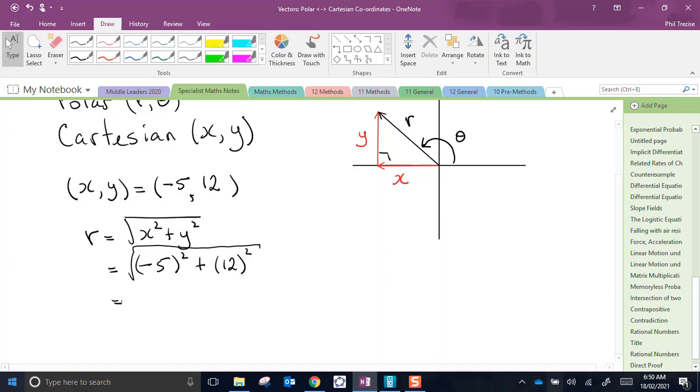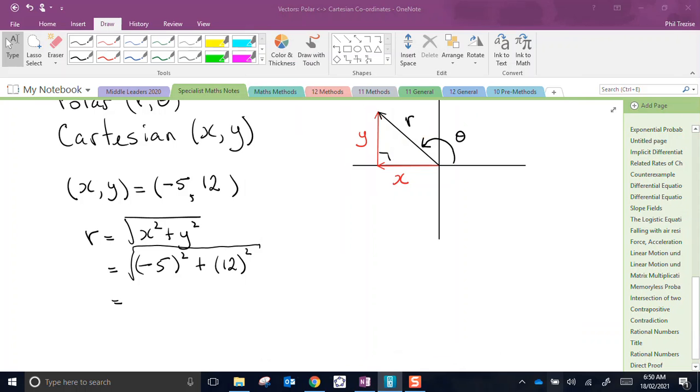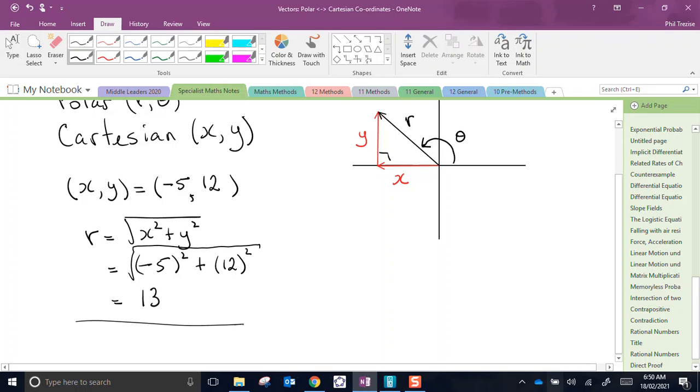And if I just get my calculator back wherever it is, there it is. Now I'll clear that from last time. So we want the square root of (-5) squared plus 12 squared, 13. So that's, you might know that one is one of the Pythagorean triples. So 3, 4, 5 triangle, a 5, 12, 13 triangle is also a nice Pythagorean triple. So that's straightforward enough. It's much more interesting when we come to do the angle.